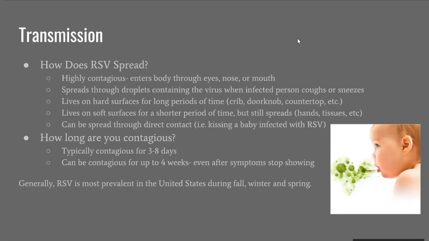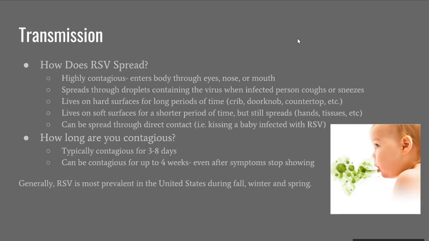All right, so next we're going to talk about the transmission of RSV and how the virus is spread from one person to another. RSV is extremely contagious and it can enter the body through eyes, nose, or mouth. It's actually spread from the droplets that contain the virus. So these can be spread when a person who is infected with RSV coughs or sneezes. And if those droplets happen to get on another person, or if they touch them and then touch their eyes, nose, or mouth, they can also contract RSV.